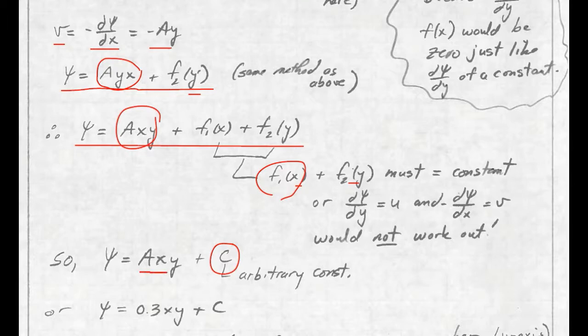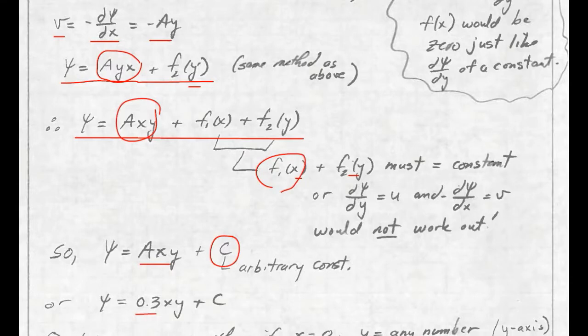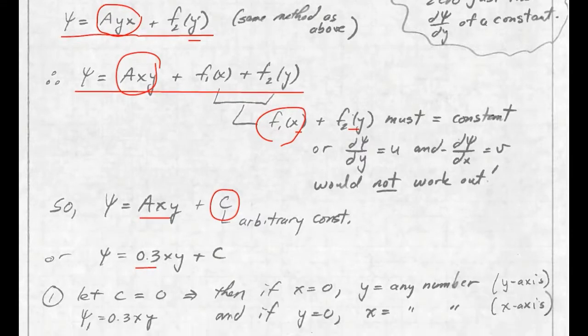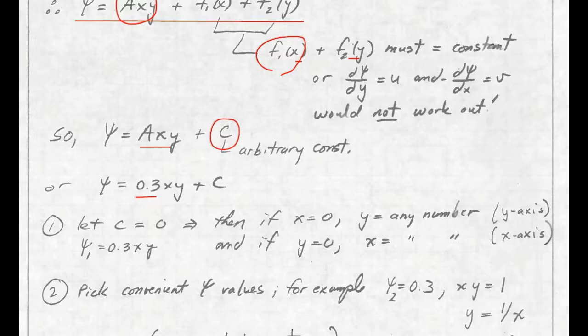But we ended up with a times x times y is equal to a constant. So we know a is equal to 0.3 in this problem. It was given. So we have 0.3 xy. Okay, so that's this general stream function.